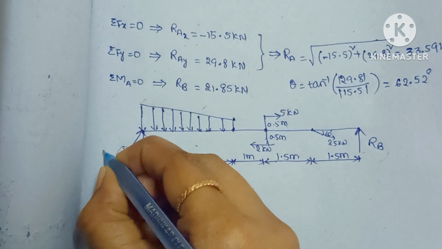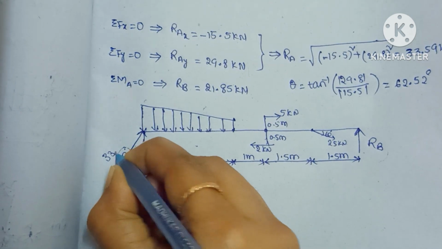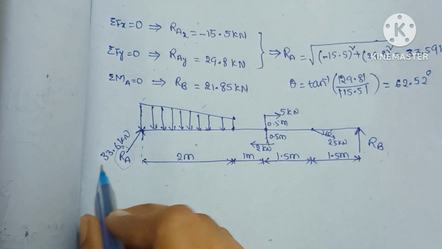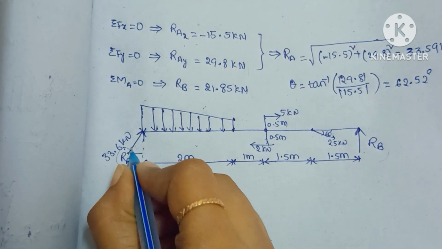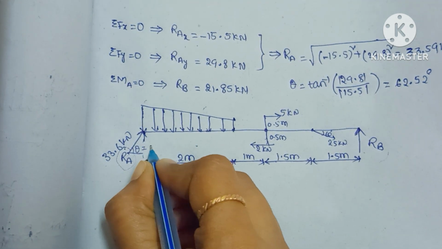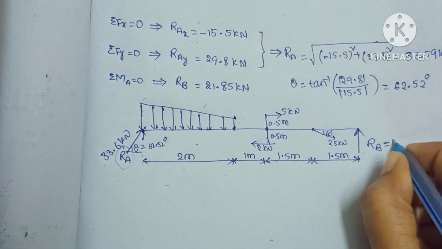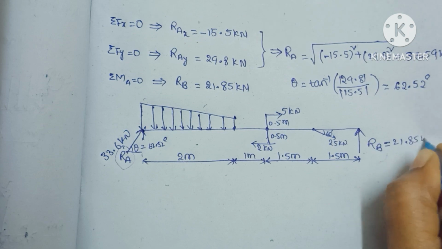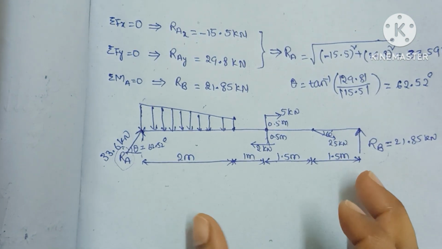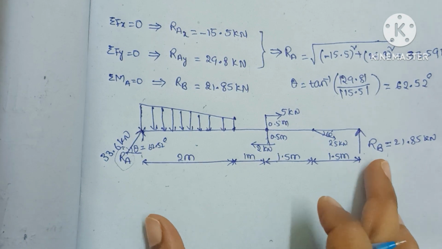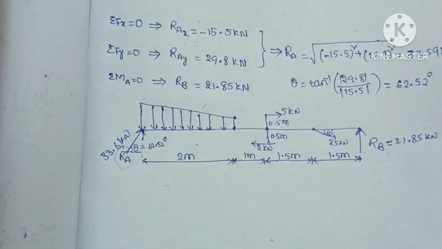So RA equals 33.6 kilonewtons with the angle theta equal to 62.52 degrees, and RB is equal to 21.85 kilonewtons. In this way we can find the reaction forces at the given support.